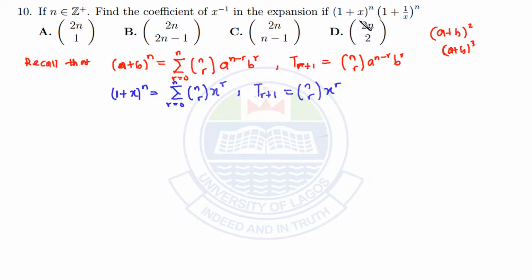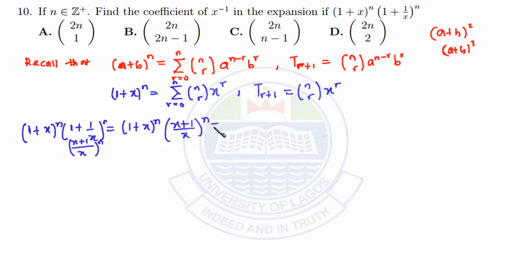Now, looking at this, I can rewrite (1 plus x) raised to power n multiplied by (1 plus 1 over x) raised to power n as (1 plus x) raised to power n times, of course if I take the LCM here, (x plus 1) everything raised to power n, all divided by x raised to power n. This can still be written as (1 plus x) raised to power n multiplied by (1 plus x) raised to power n divided by x raised to power n. I'm just trying to apply my law of indices.